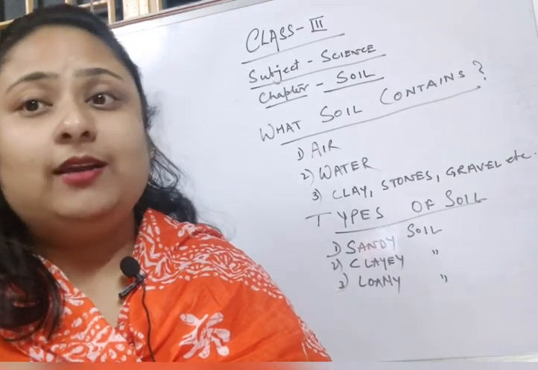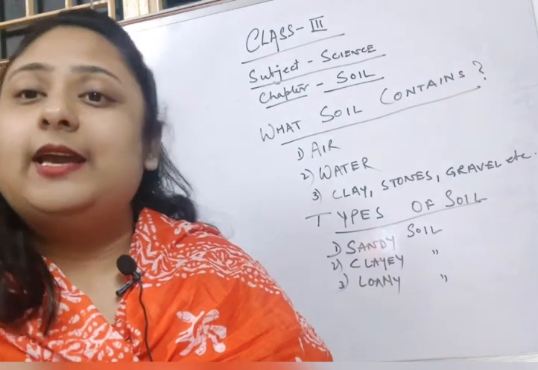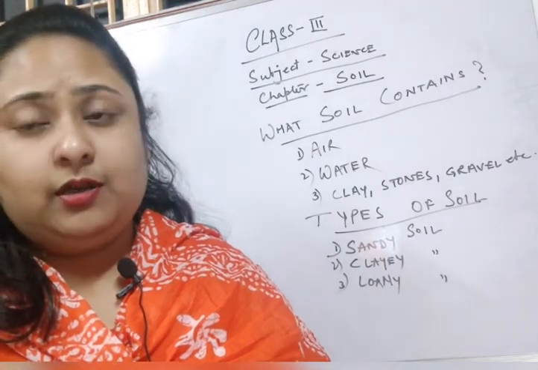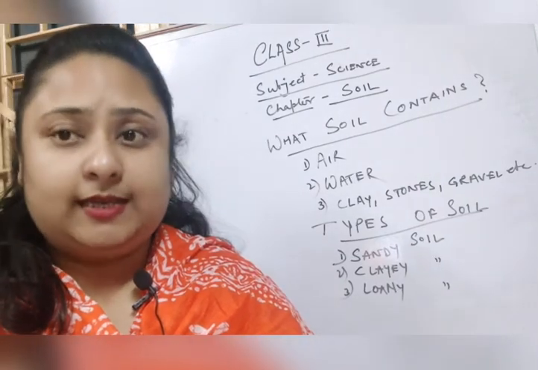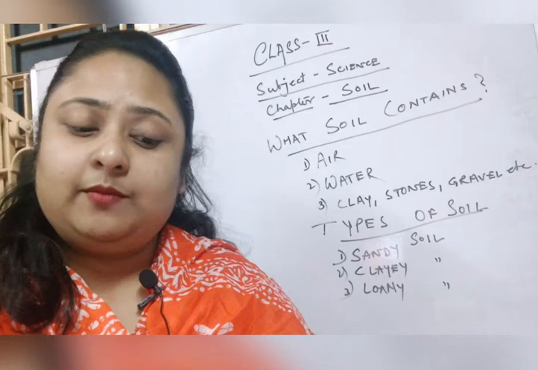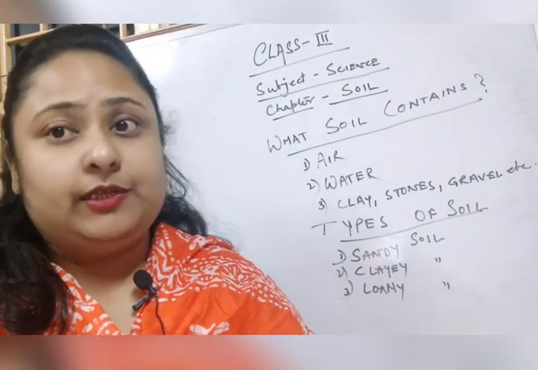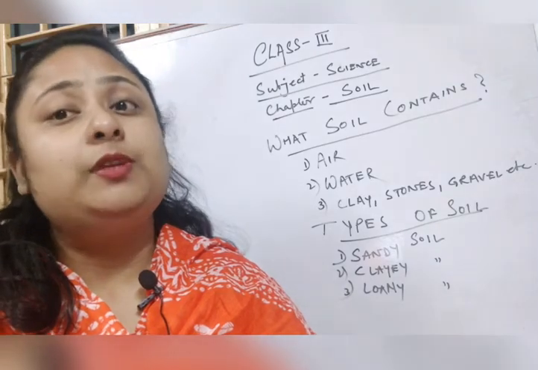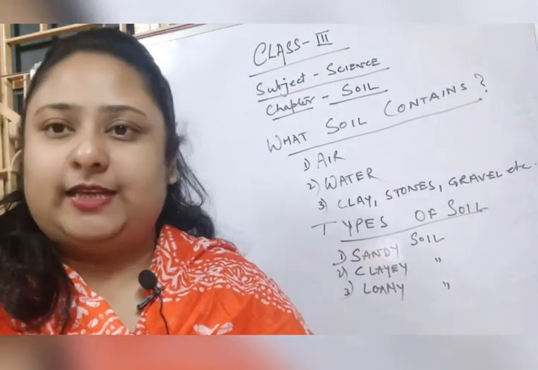Children, soil is a mixture of many things. It contains air, water, and humus. It also contains dead plants and animal remains in the form of humus. Children, humus is the topmost layer of the crust or the soil. It is very fertile in nature.